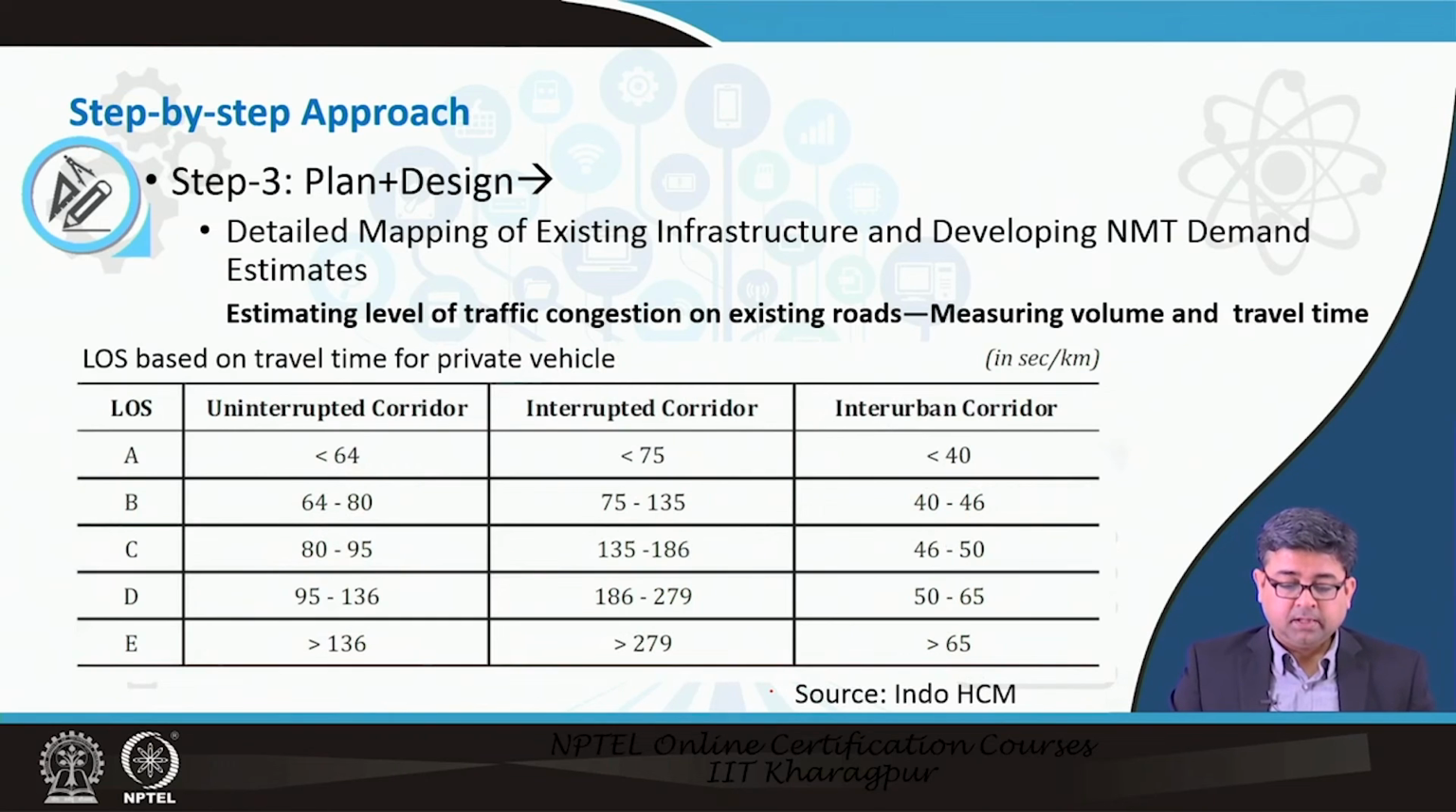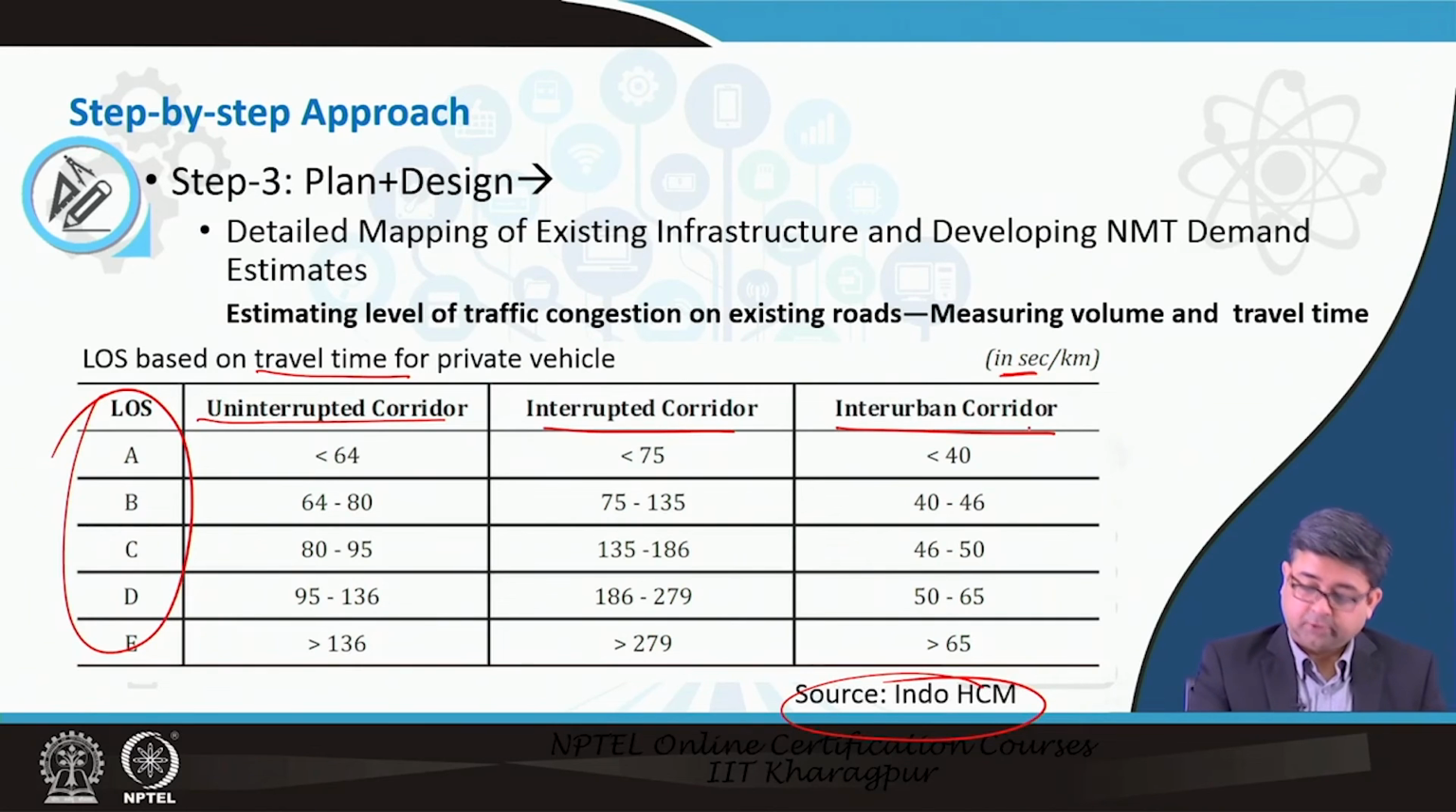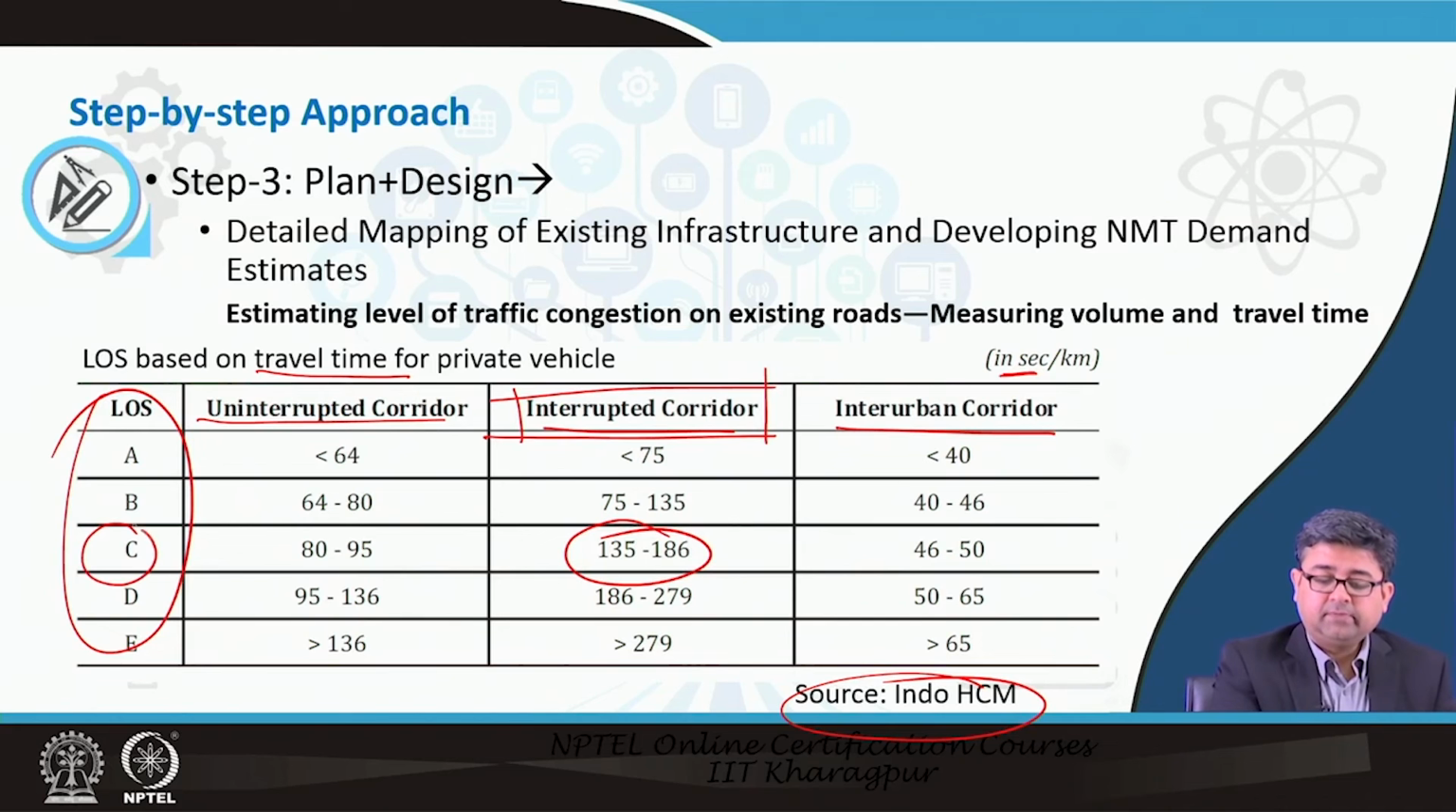Okay. So, these are now what Indo-HCM develops: a scale for different types of travel times, right. This is travel time essentially in seconds per kilometer. So, for every kilometer, what is the travel time along these three different types of roads, and these are broken up into all these different scales. So, if your travel time along your particular type of street is anywhere between 135 to 186 seconds every kilometer, then you have an interrupted corridor with a level of service C.